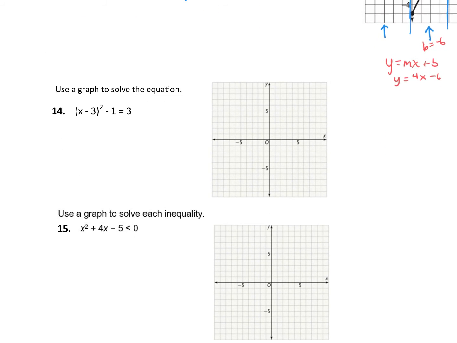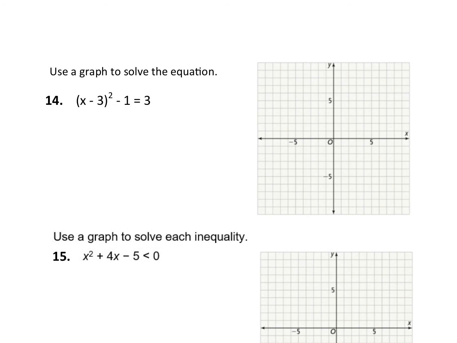Okay, using a graph to solve an equation. The equation is (x minus 3) squared minus 1 equals 3. We are going to break this up into two equations. First one is the left side of our equal sign: y equals (x minus 3) squared minus 1. The right side is y equals 3. We're going to graph both of these functions, and we're going to see where the two functions intersect. So the first one, this is an x squared, so it's a parabola. Tricky x, we have a shift to the right 3 and down 1.